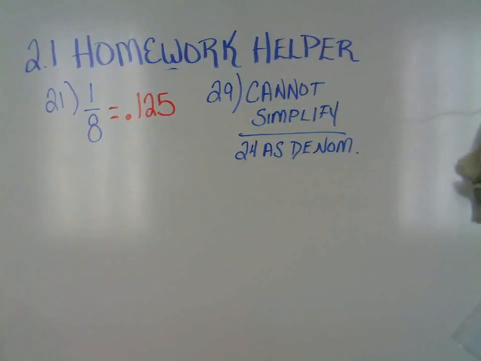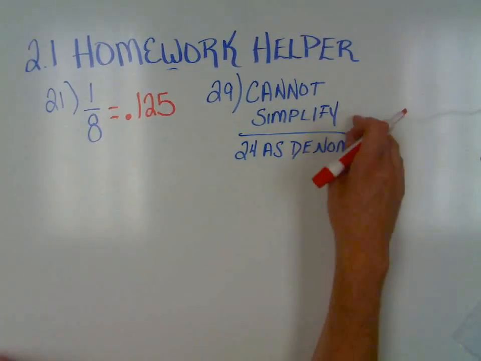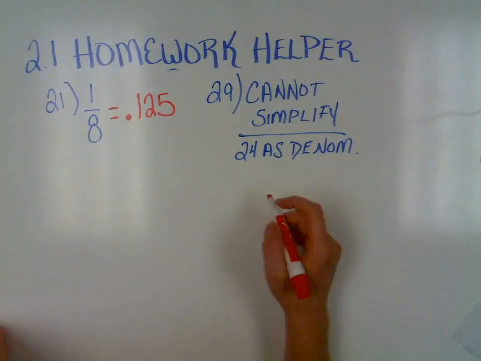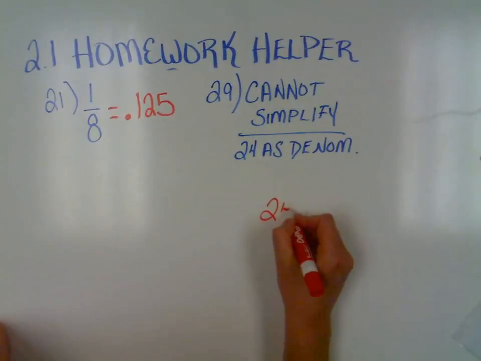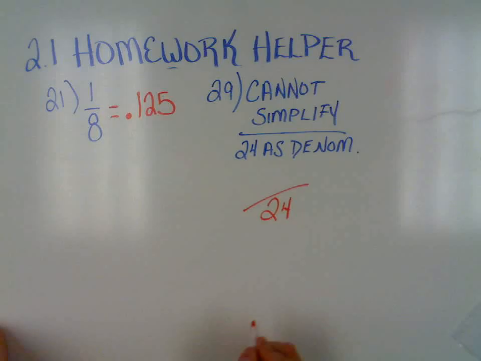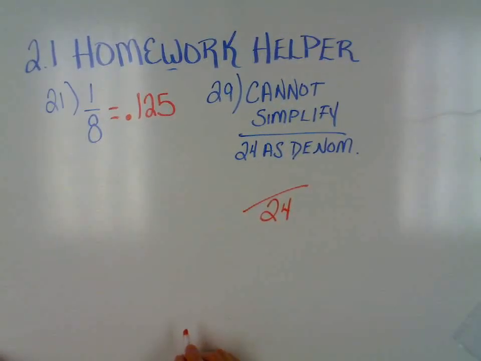Now, question 29 is asking me to make up a fraction that cannot be simplified and that has 24 as its denominator. So as you can see, that's what I've highlighted right here, that it's a fraction we cannot simplify and has 24 as the denominator. So 24 is the denominator, bottom number. The top, I just have to figure out something that cannot simplify.